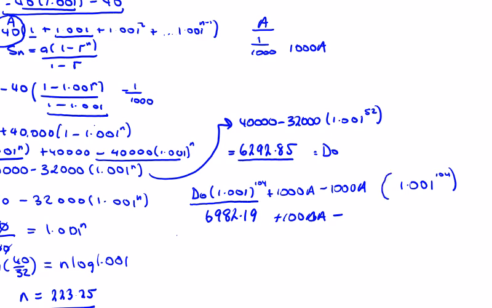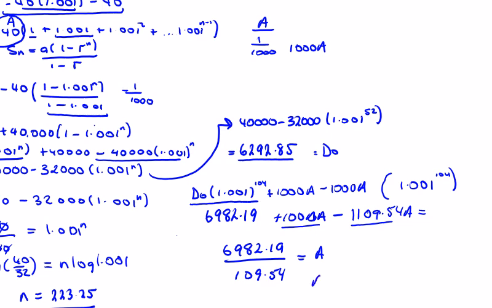Find it out. So it's going to be 1000A times 1.01 to the power of 104, which gives 1109.548. So we're bringing across 1109 minus 1000, so we're going to have 109.5, 6982.19 divided by 109.54 will give A. So A in this question works out to be €63.74.